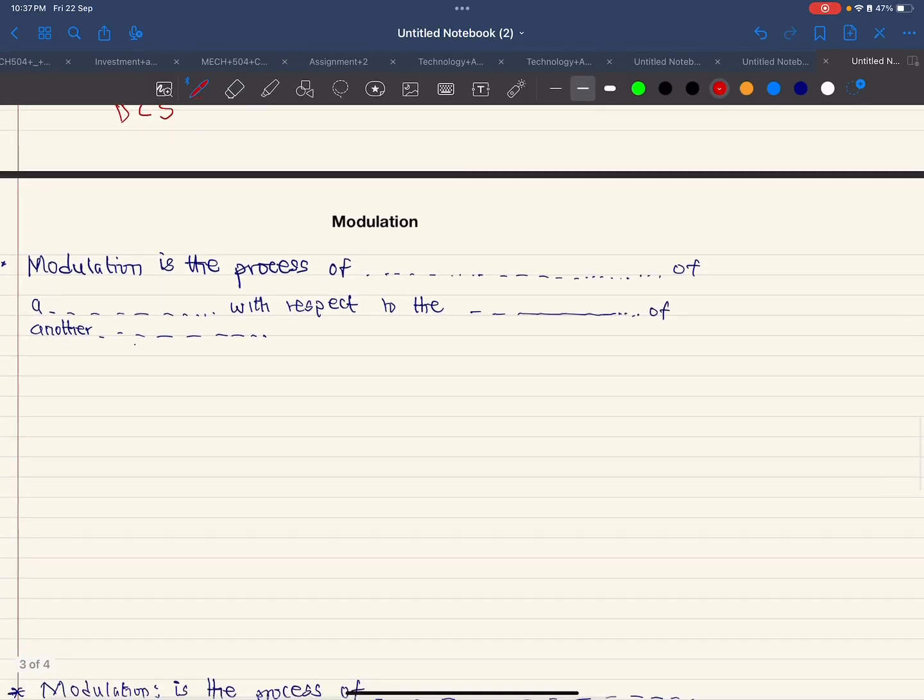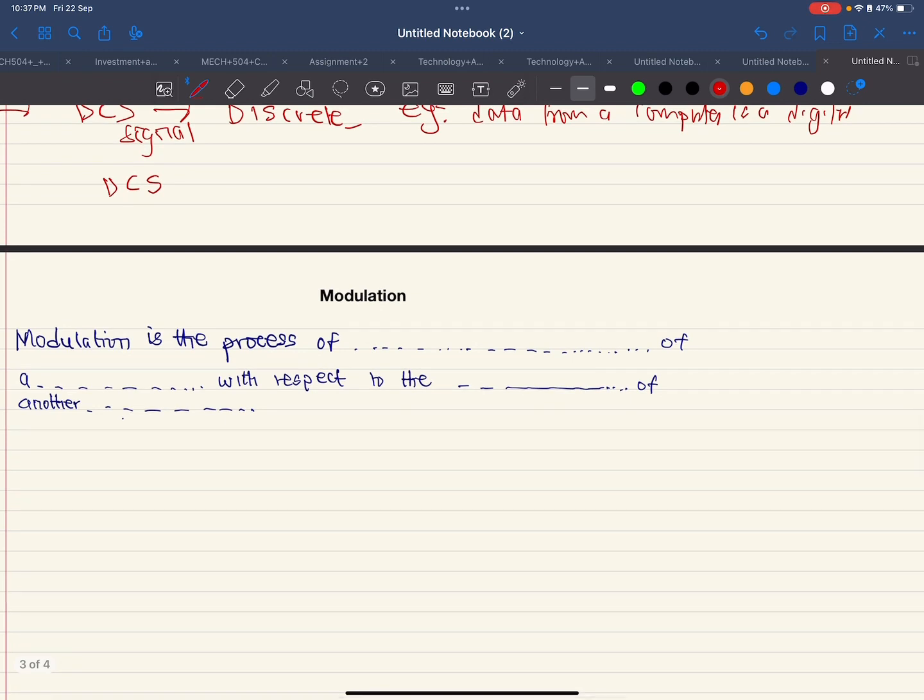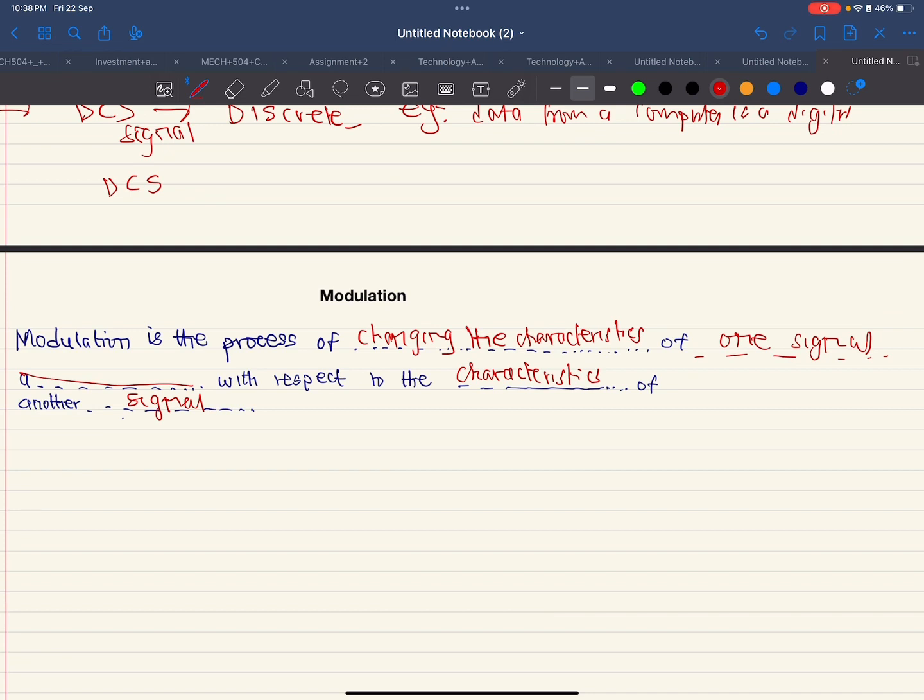So now let's look at the term modulation. Modulation is the process of changing the characteristics of a signal, or of one signal, with respect to the characteristics of another signal. So as you can see here, modulation is a process of changing the characteristics of one signal with respect to the characteristics of another signal.